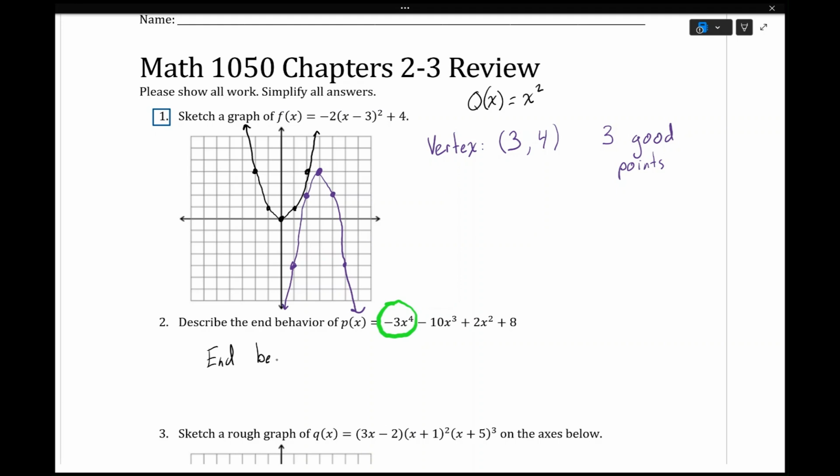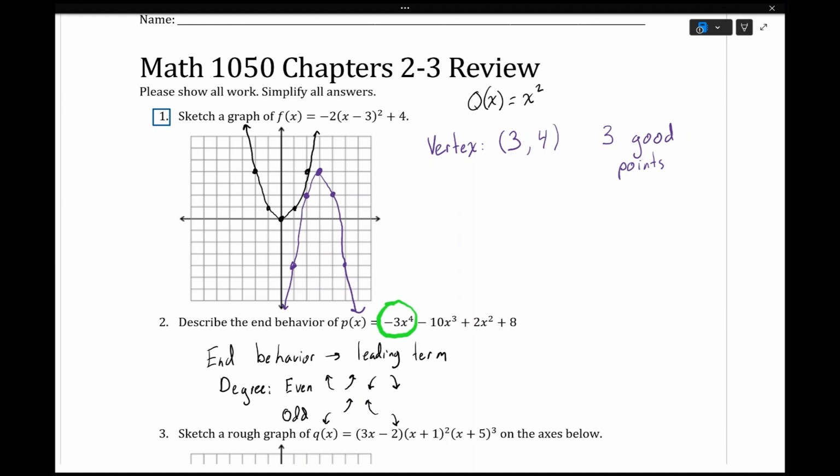For end behavior, we look at the leading term. And the first thing we look at is the degree. So if the degree is even, my end behavior is either double up or double down. If it's odd, they're opposite. Either down on the left and up on the right, or up on the left and down on the right.